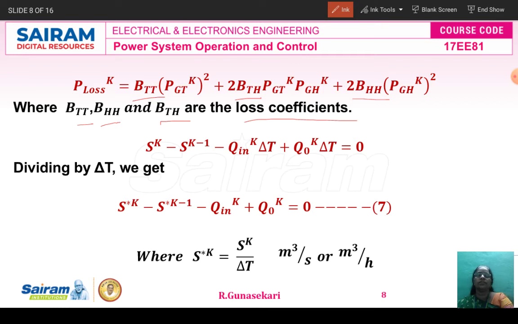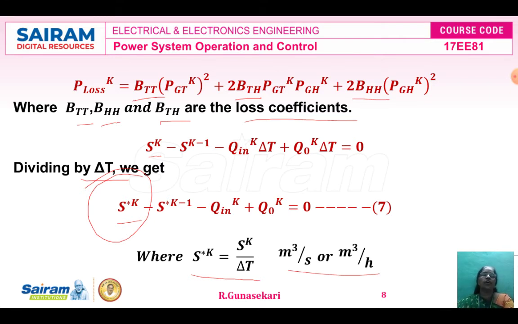Now the equation: S k minus S k minus 1 minus Q in k del T plus Q naught k del T equal to 0. In this equation we divide by del T. Finally we get S asterisk k minus S asterisk k minus 1 minus Q in k plus Q naught k equal to 0. This is equation number 7. In equation 7, S asterisk k is equal to Sk divided by del T. The unit is meter cube per second, or meter cube per hour.